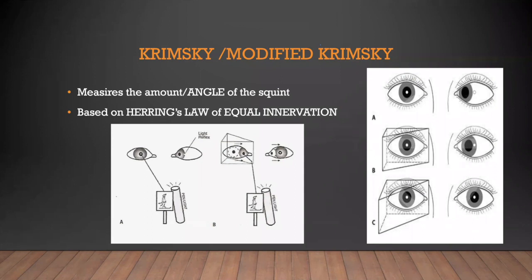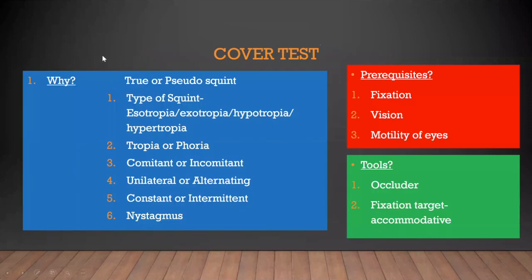Then we come to the most important test for us, which is the cover-uncover test. So why do we do a cover test? Cover test is to know whether there is a true squint or a pseudo squint. Then we want to know the type of the squint. We want to know whether it is a tropia or a phoria. What is a tropia? Tropia means a manifest squint, that means the squint which is showing to you. And a phoria is a latent squint or a hidden squint.